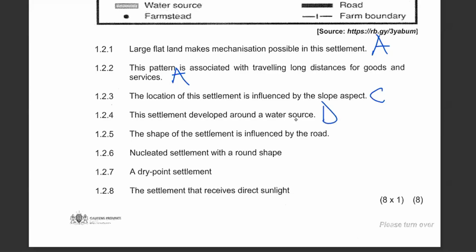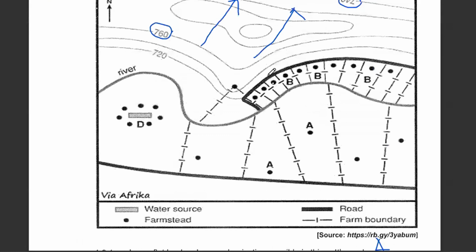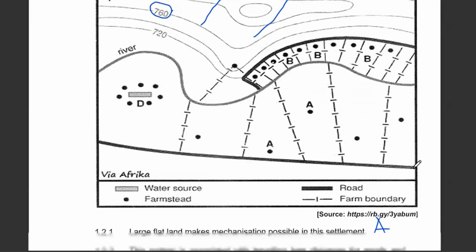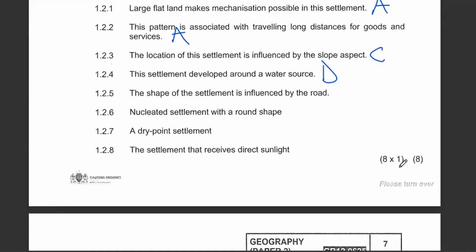The shape of the settlement is influenced by the road. Where do we have the road influencing the settlement? If we check settlement B, you can see that the settlements are influenced by this road here. The road is going in this direction and the settlements are also going in the same direction as the road. So the correct response for number 125 is B.